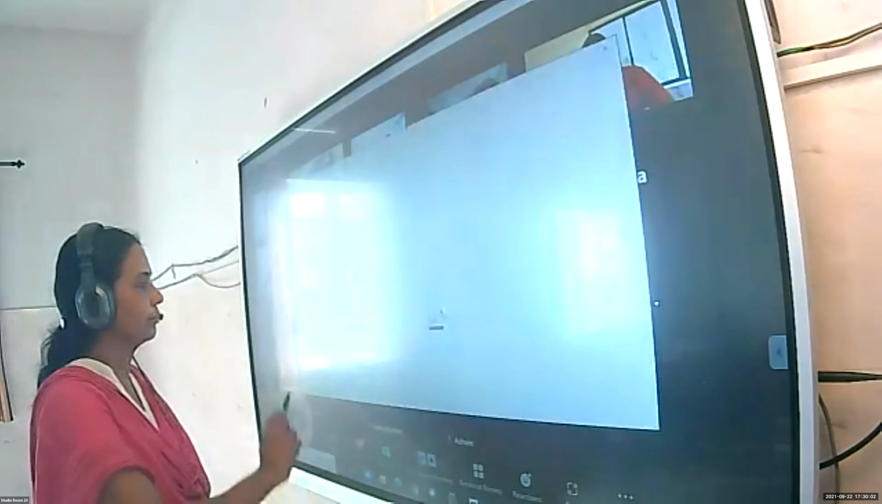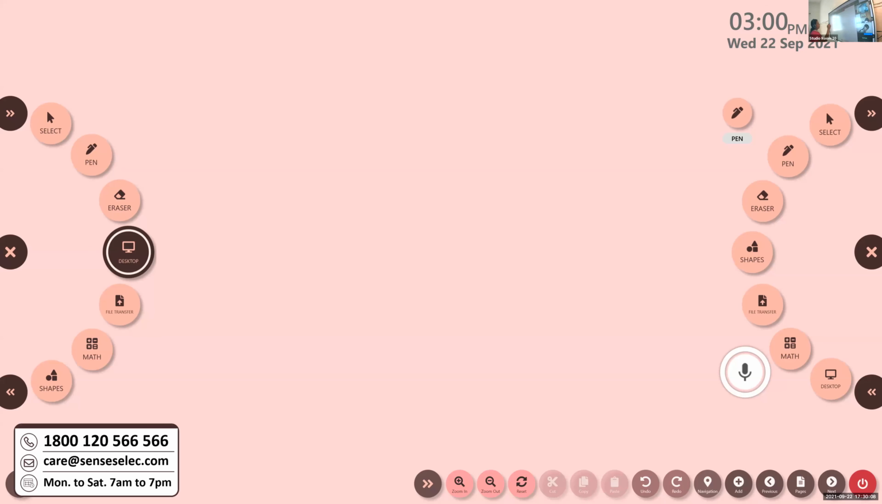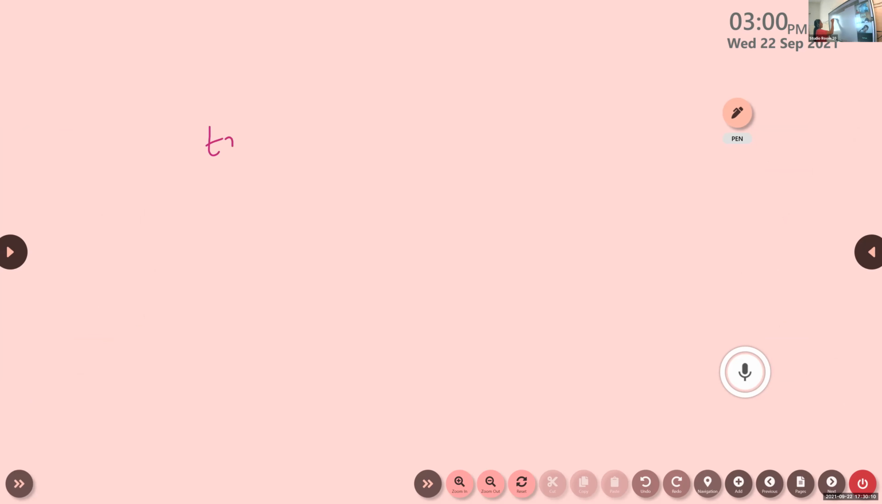Write the heading: write in simplest form. The first one is tan inverse of 1 by root of x square minus 1. How will you do this? What is the substitution we have to do?